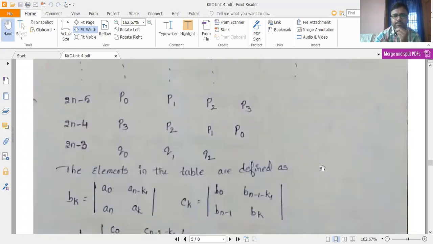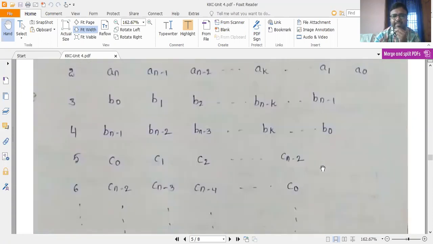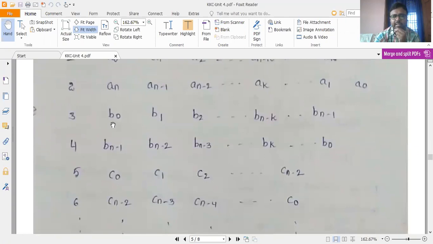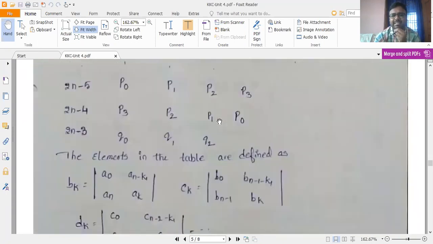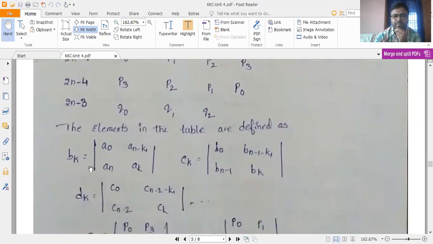Okay. So the elements which are going to be there in the third row, that means B0, B1, B2, are going to be calculated with a basic element table, that is Vk is equal to A0, An minus k, An, Ak. This is the table which is used to calculate the values of B0, B1, B2 and so on up to Bn minus 1 or Bn.